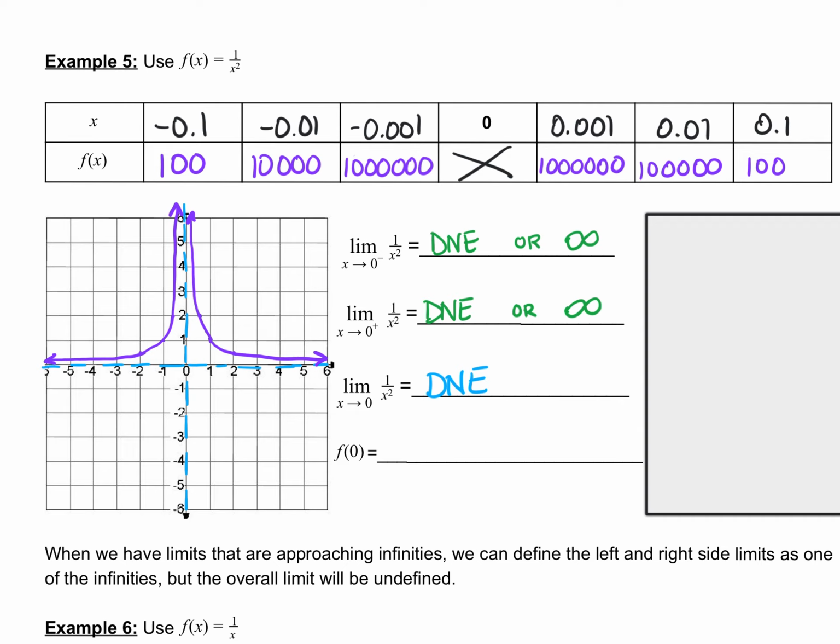And then finally, let's go ahead and evaluate. So if I wanted to evaluate f of 0, I have to figure out what do I get when I plug in 0. And guys, if you go back to the function, if I plug in 0, I get 1 over 0 squared, which just ends up being 1 over 0. We know that that's undefined. So if I ask you to find the actual value for your function, it is undefined.